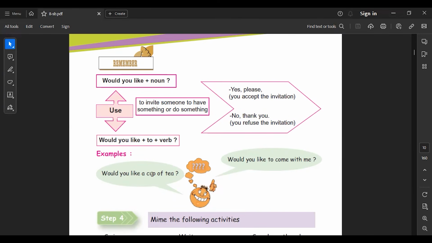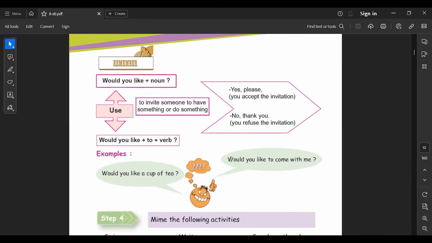Then I have a noun. Whenever I'm going to offer something, it means I bring you the thing, I give you the thing. The noun starts the phrase. Would you like a cup of tea? We can say would you like a soda? Would you like an apple? But we also have would you like plus to plus verb. For example, would you like to come with me? Here we have the verb. Would you like to come?